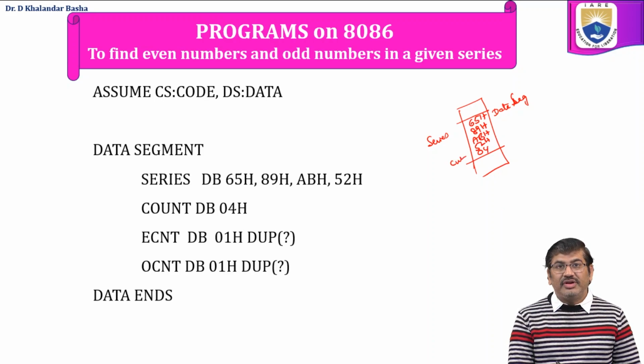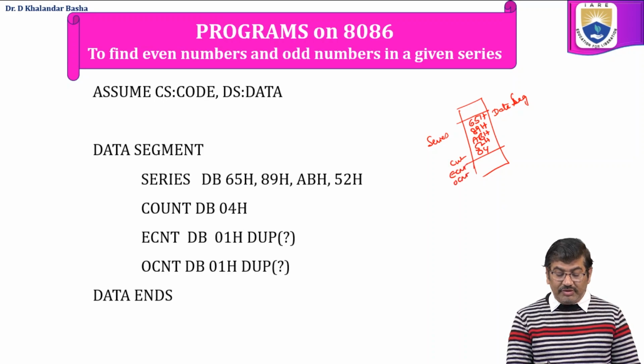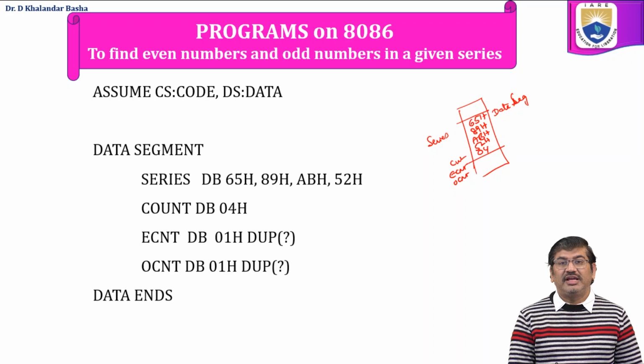Next we are reserving 2 memories, that is even count and odd count. To reserve the memory we are going to use the DUP. DUP is an assembly directive which indicates you are reserving some memory. How much memory are you reserving? One data, and the size of this data is 8 bits. That means we are reserving one memory location for even count. As it is uninitialized, we are going to place a question mark.